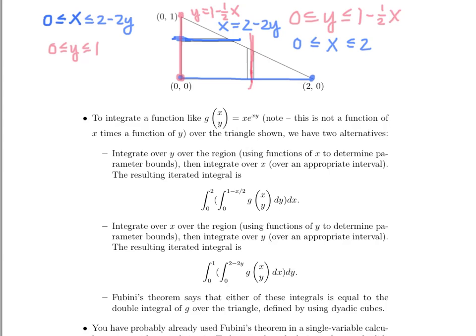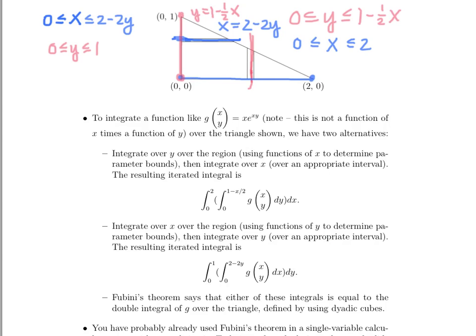The big result that Fubini's theorem states is that either of these integrals, either the one where we integrate with respect to y first or the one where we integrate with respect to x first, are the same as the double integral of g over the triangle, defined by using dyadic cubes. So we have a choice. These are equivalent to the double integral of g over this triangle.